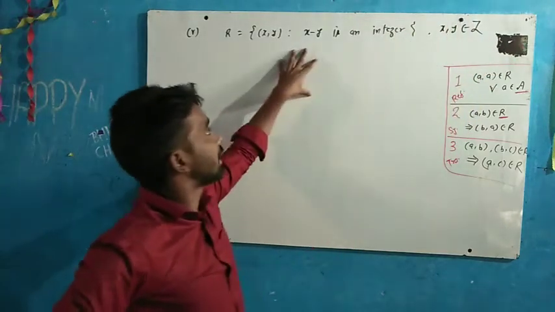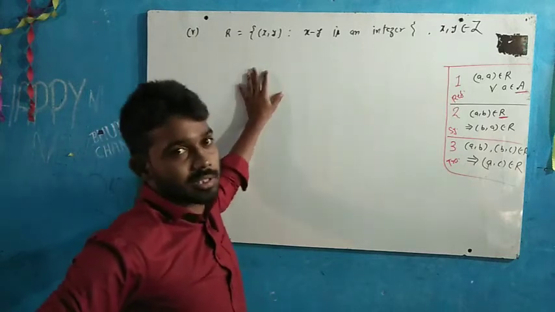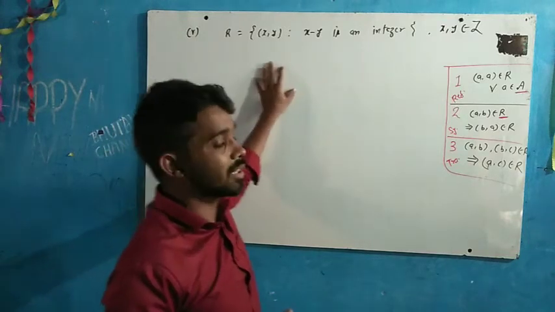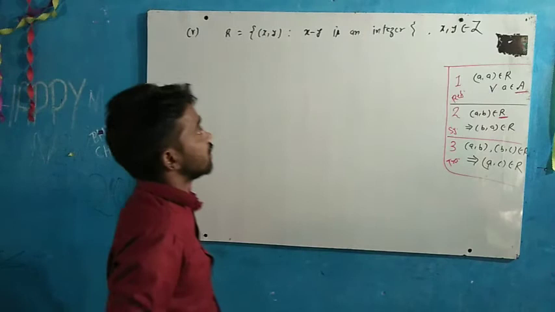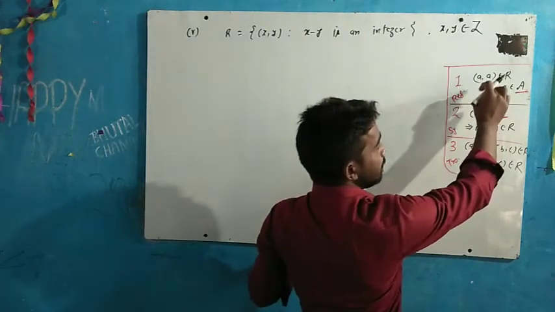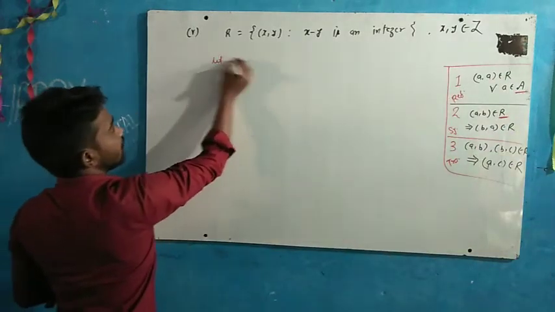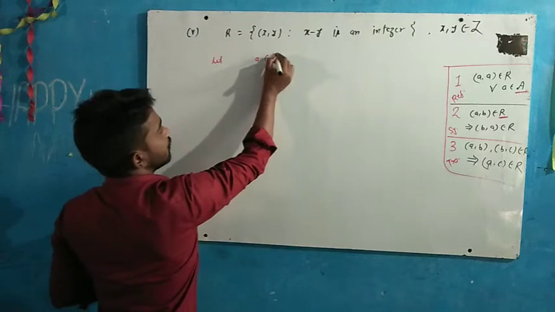So infinite ordered pairs will exist in relation R. So now again we have to check reflexive, symmetric, transitive. See how we will check. First, a belongs to A implies that (a, a) belongs to R. See the reflexivity. Let a belong to capital Z.